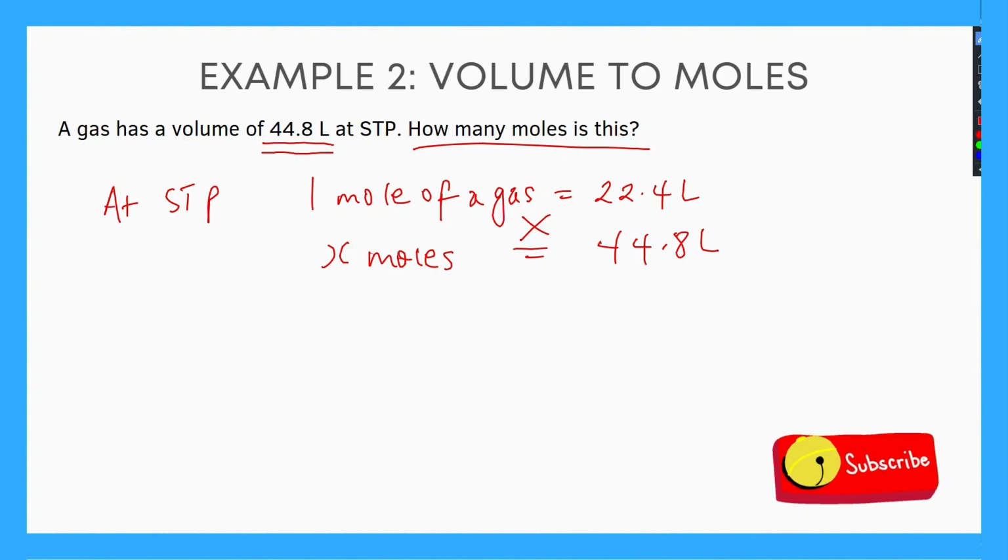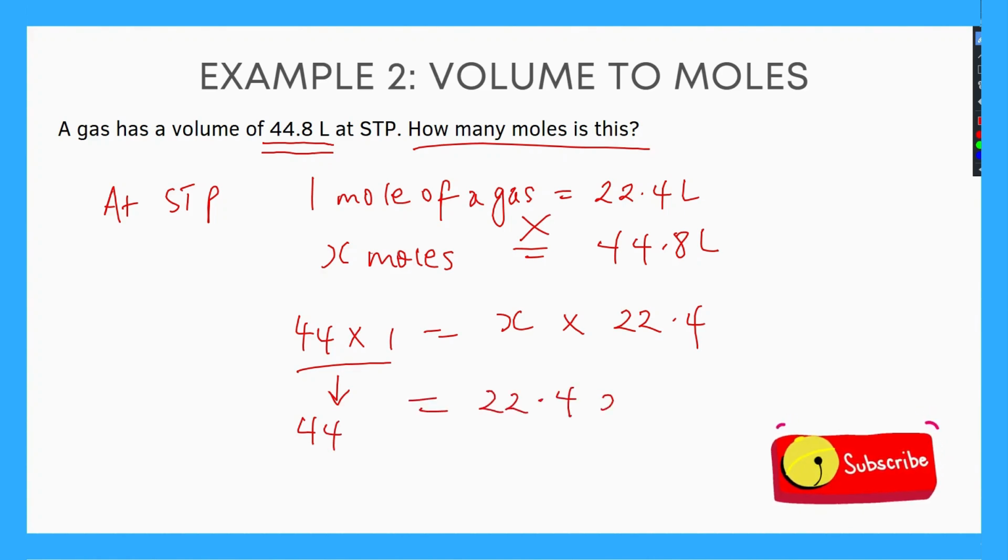When we do, it now becomes 44.8 times 1 is equal to X times 22.4. 44.8 multiplied by 1 gives us 44.8, and then this becomes 22.4x. I beg your pardon, it is 44.8. Notice over here, 44.8. So let's proceed.